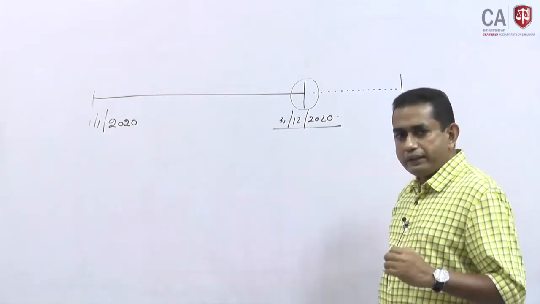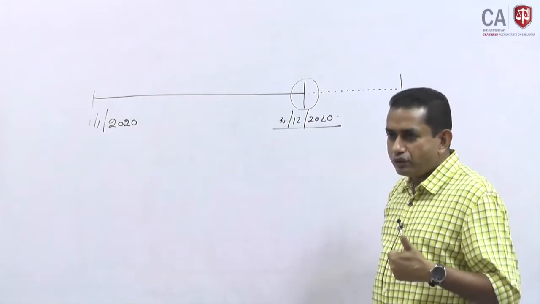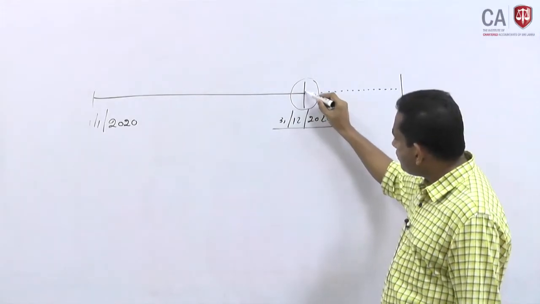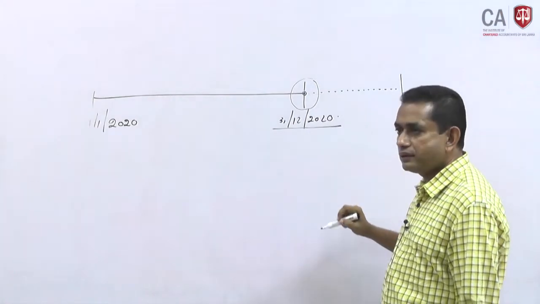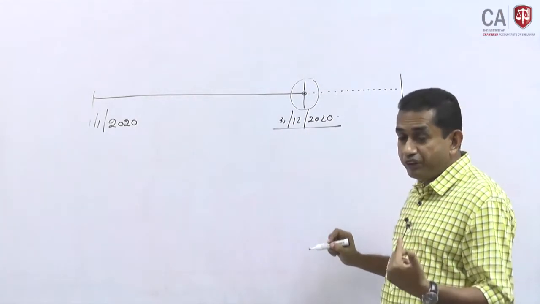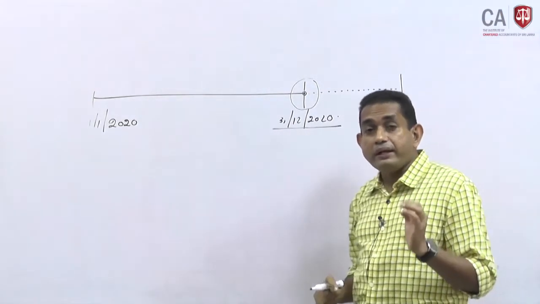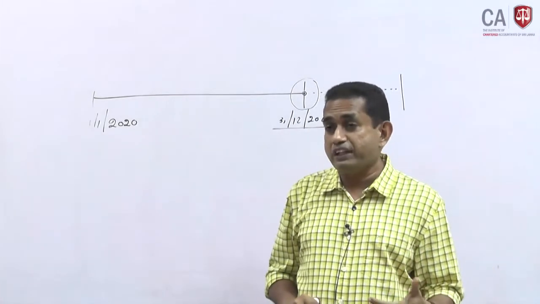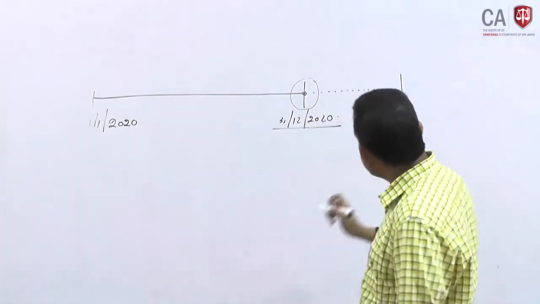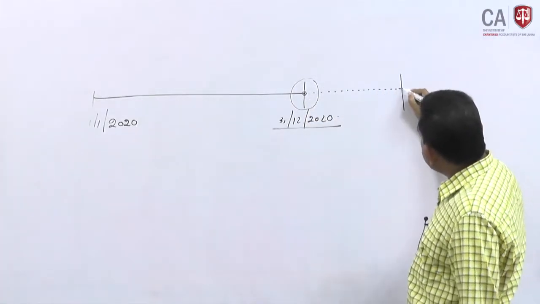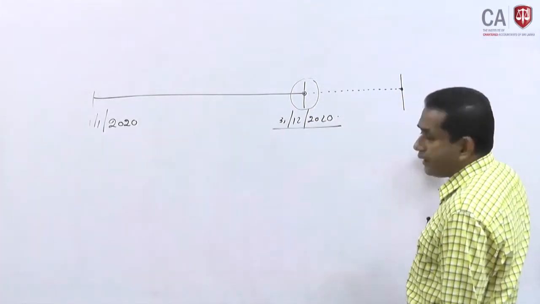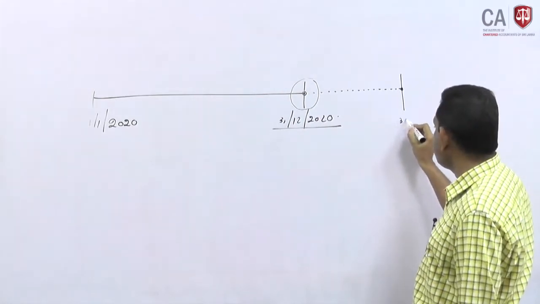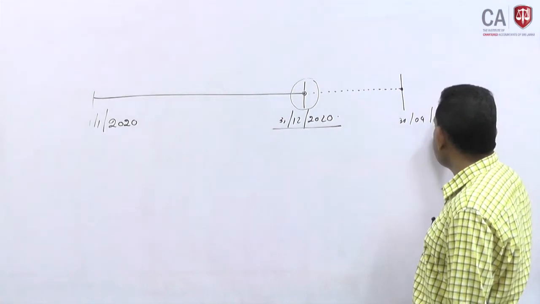What do you mean by the period which is subsequent to the reporting period? That is the period commencing from the reporting date to the date on which the financial statements are authorized by the directors for publication purposes. Now, this is the date. Let me take a hypothetical date randomly. So, this is 30th April 2020.